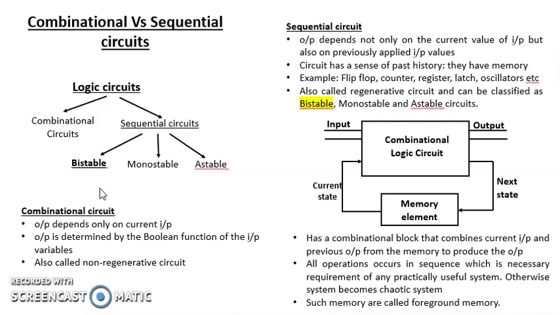For all practically useful systems, the various logic operations should happen in a proper sequence. So sequential circuits have some sequence in them. A counter should count like 1, 2, 3, 4, 5, 6. It should not count randomly like 1, 5, 3, 2, 0. If the operations are not done in a sequence, the system may become chaotic and fail. So sequential circuits are a necessary requirement for any practically useful system.